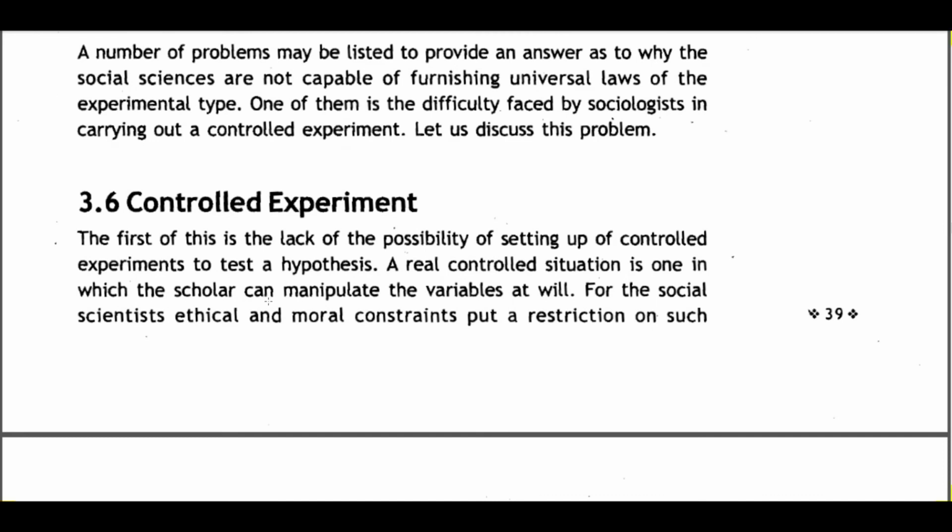A number of problems may be listed to provide an answer as to why the social sciences are not capable of furnishing universal laws of the experimental type. One of them is the difficulty faced by sociologists in carrying out a controlled experiment. Let us discuss this problem.